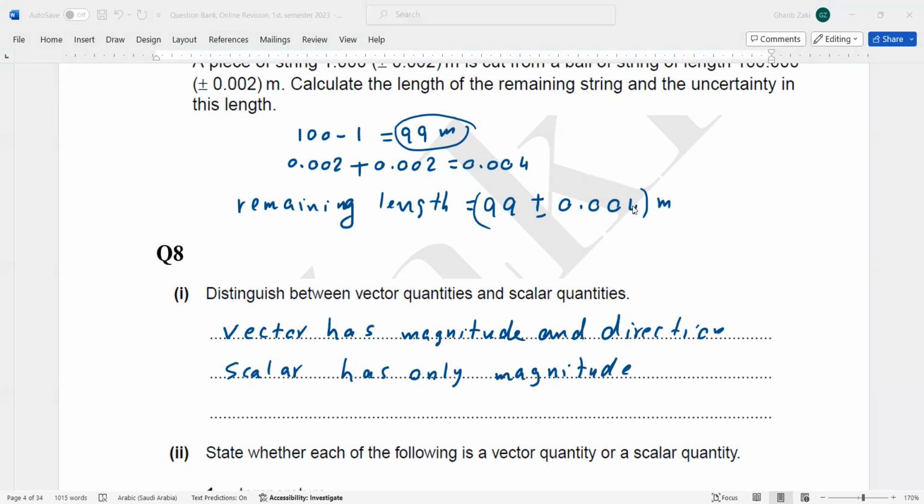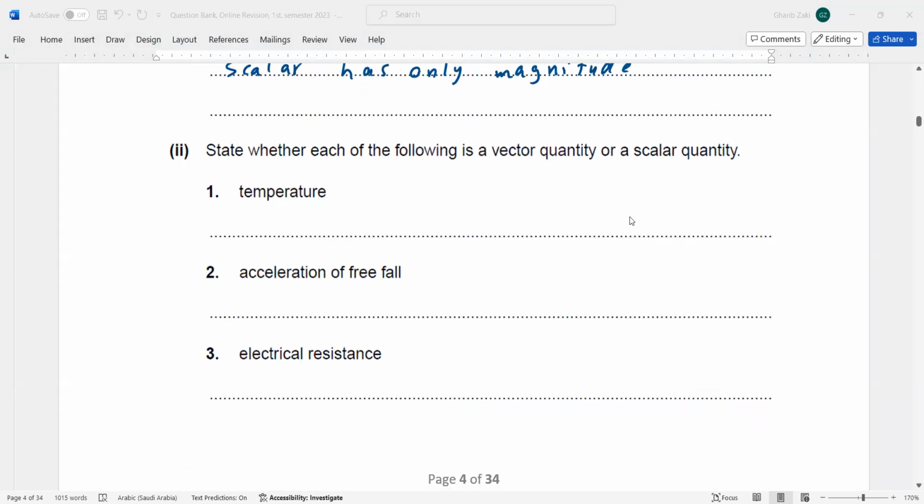Okay, now the next question. State whether each of the following is a vector quantity or a scalar quantity. Temperature is a scalar. Acceleration, of course, is a vector. Electric resistance is a scalar.